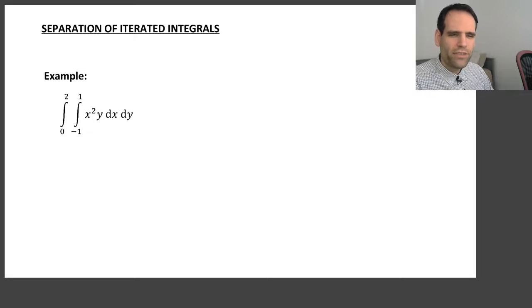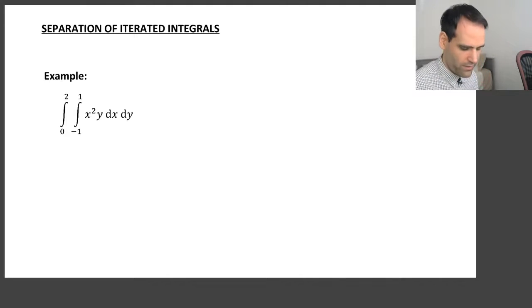Let me introduce you to the technique of separation of iterated integrals. This is extremely useful. You will use it very often. But you have to be careful as to when I can use it and when I cannot. Okay, so first let me start with an example.